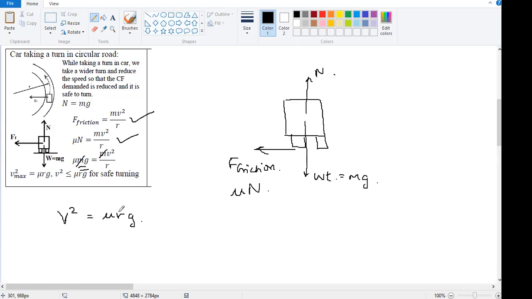What this means is, for a given coefficient of friction and given radius r, this is the maximum velocity I can take. If I go beyond this value, right? So listen carefully. This is your F friction is equal to mv squared by r.